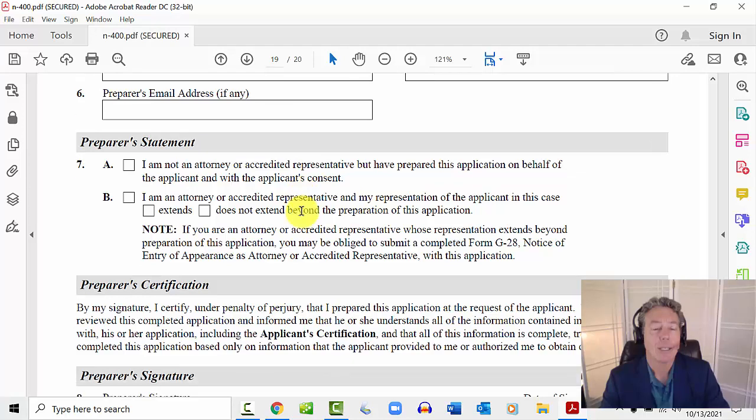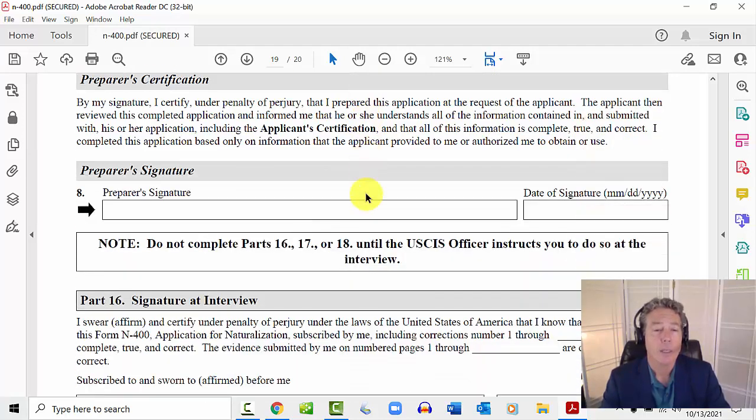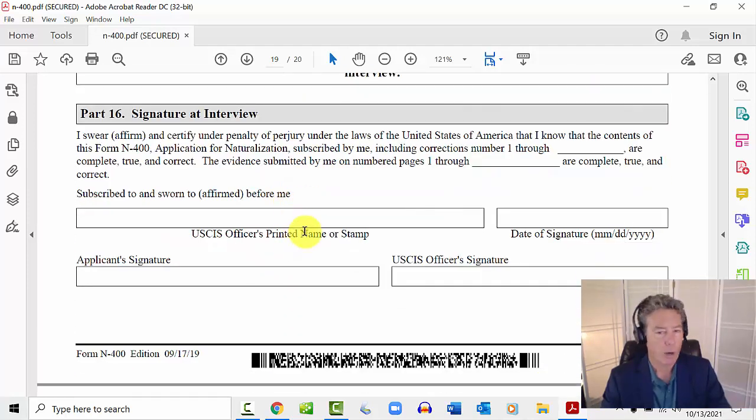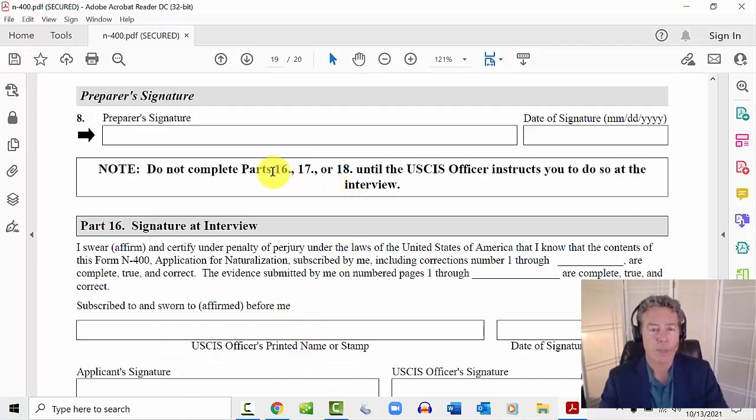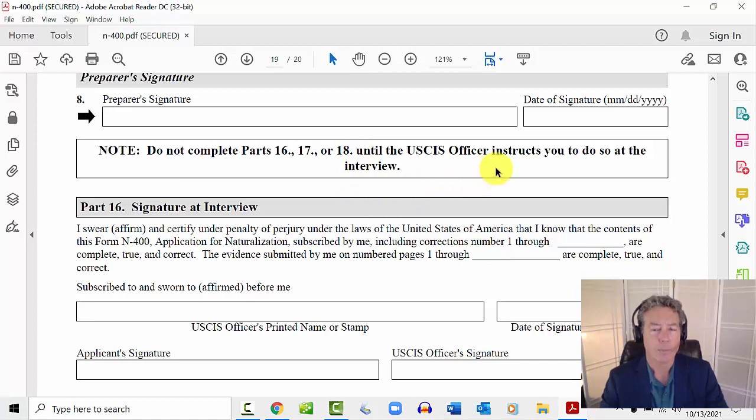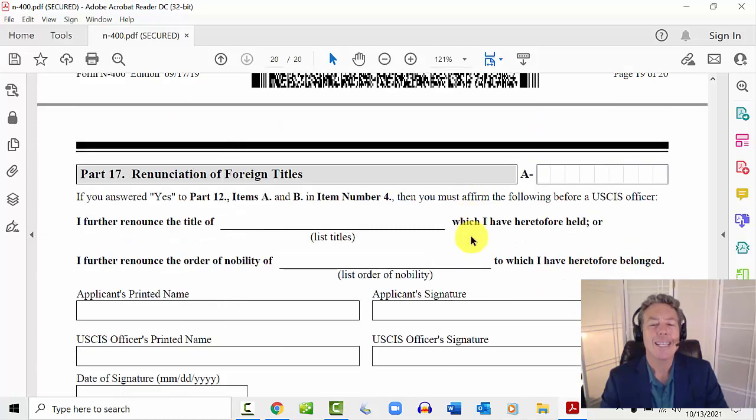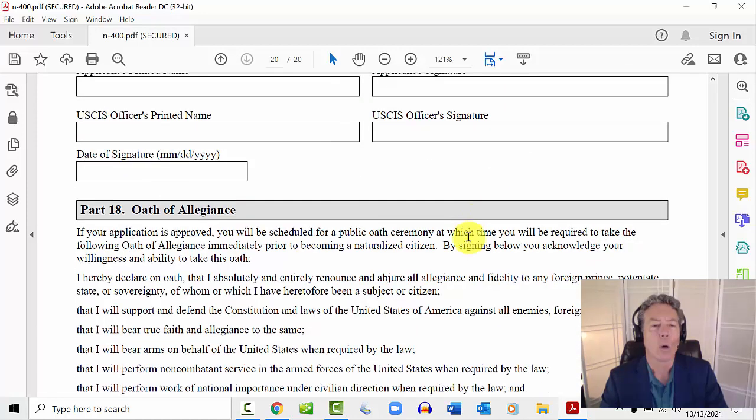And then here's the question if you're an attorney. I'll check yes, I'm the attorney, and I will sign it. And then that's it for the signing. It says here, signature at interview. Don't sign this part. Don't muck up the form. 16, 17, or 18. U.S. officer instructs you to do so at the interview. So that is it on the form.